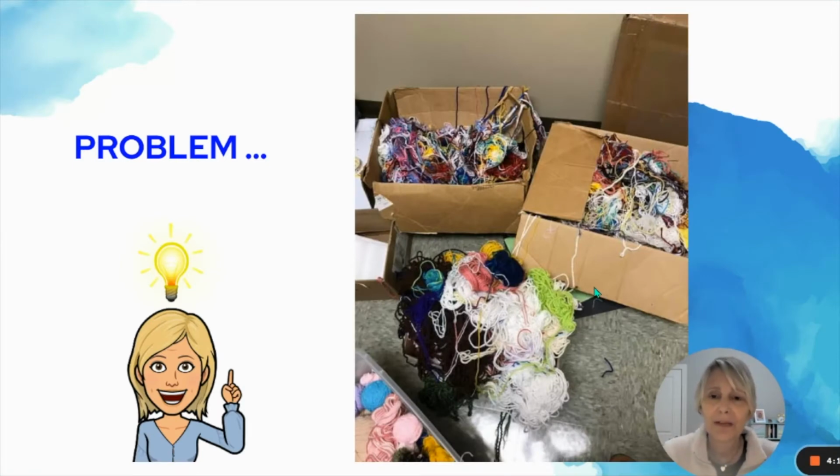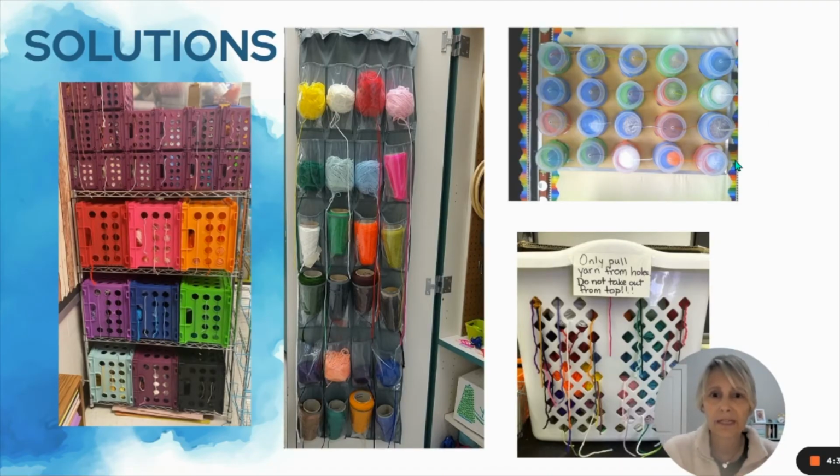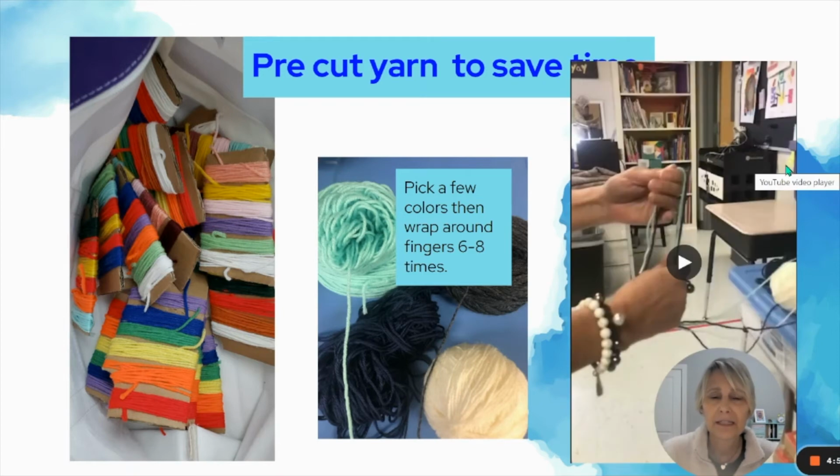So how many of your weaving boxes, your yarn boxes look like this? Every year I try to come up with a new way of doing weaving, and I think I finally figured it out. So what I do is I've used all of these techniques and I like them all. The baskets, the shoe racks, the little containers for pulling out yarns. I still find though that the yarn pops back into the boxes and you still have a little upkeep with that. But I think the most successful is using pre-cut yarn to save time.